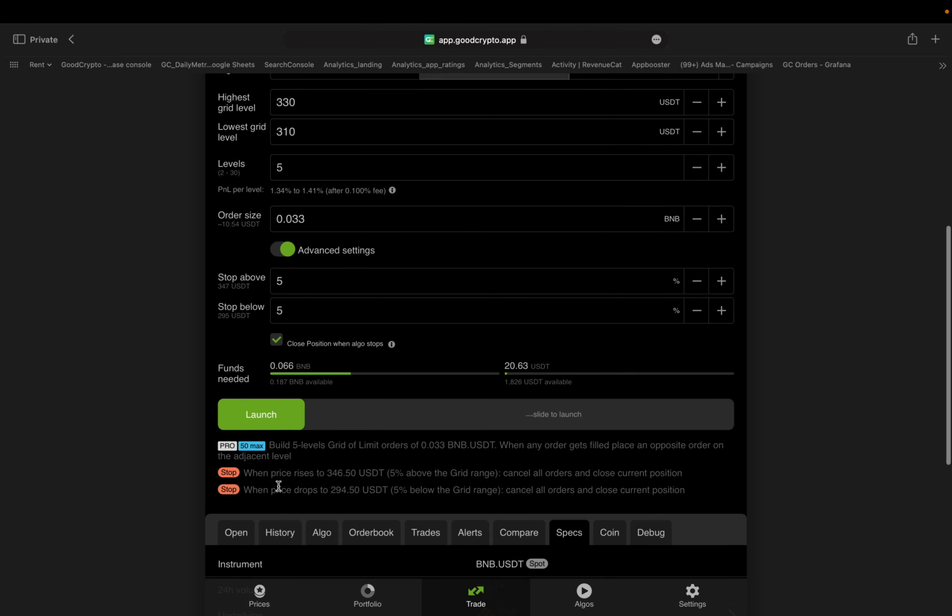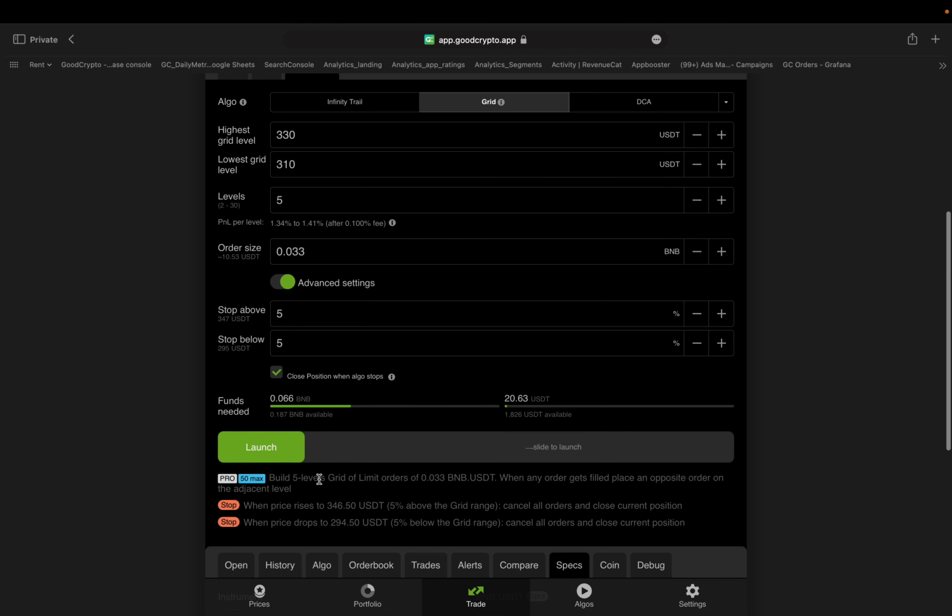Actually, you can also see here that, same as with manual trading, we try to tell you in words what you've just set up. So let's double check. We've built a 5-level grid of limit orders of 0.033 BNB USDT each. And when any order gets filled, the grid will place an opposite order at the adjacent level. So, right, that's grid basics, grid 101. If a buy order executes, it will place a sell order one grid level above, and if a sell order executes, it will place a buy order one grid level below.